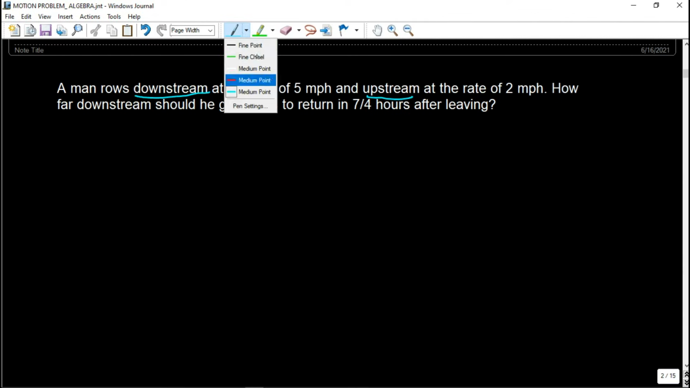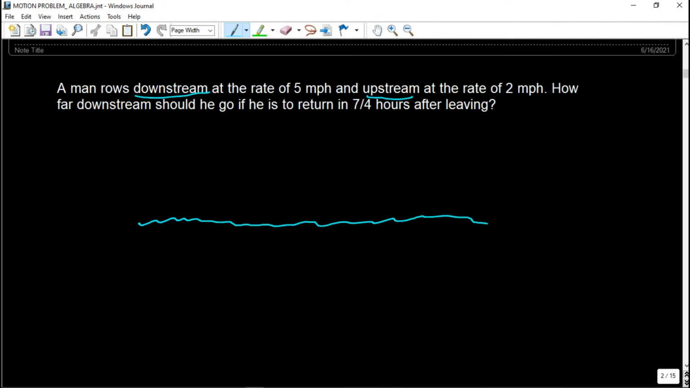Remember that when there is a flow of water, let's say for example the flow of water here goes this way, then we have here the boat. If the boat is going this way, it's opposing the current. So this is upstream. Now, when it goes back, it is with the stream. It is downstream.